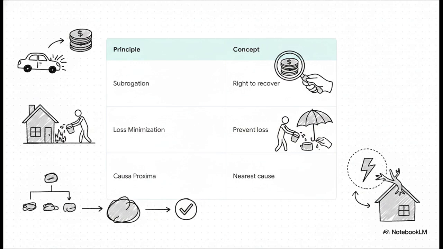Next is subrogation, which is the insurer's right to chase down the third party who actually caused your damage so they can recover their money. Then we have loss minimization. Basically, you can't just stand by and watch your house burn down. You have to act to prevent further loss.